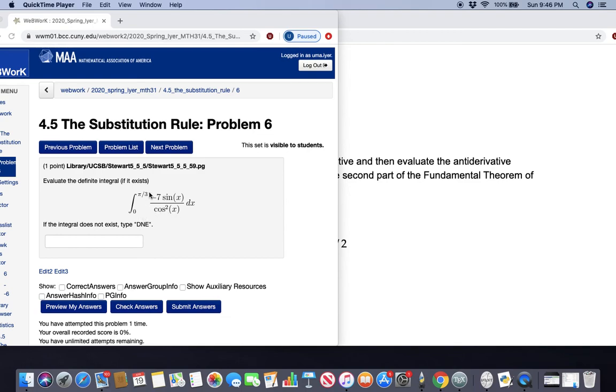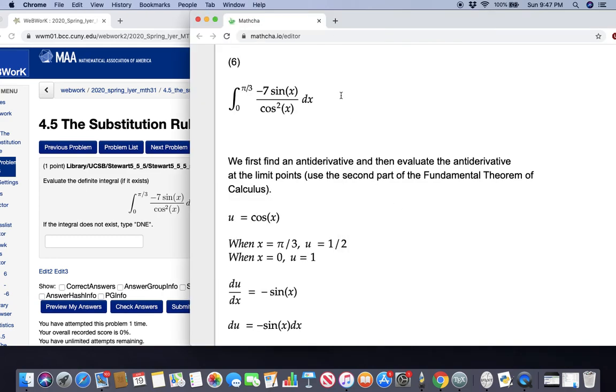cosine is not 0. Cosine becomes 0 at pi over 2, so this is a valid domain for this expression. So the integral will exist. Let's figure out what it is. Since this is a definite integral, we need to find an antiderivative and then evaluate the antiderivative at the limit points. To find its integral, we need the method of substitution.